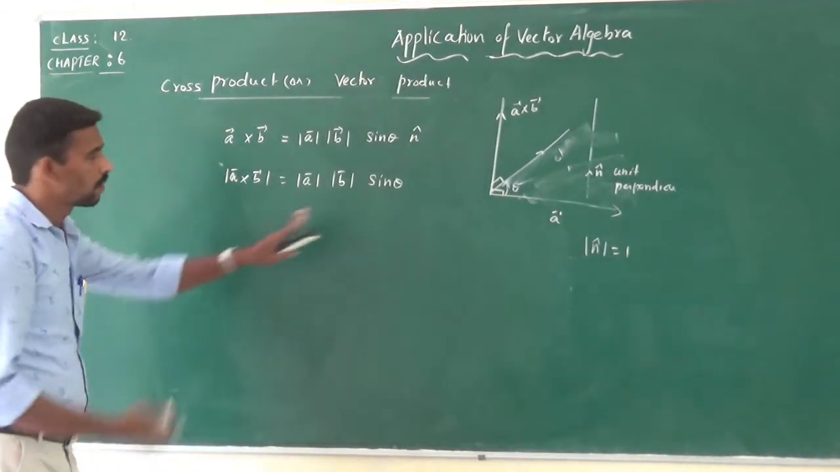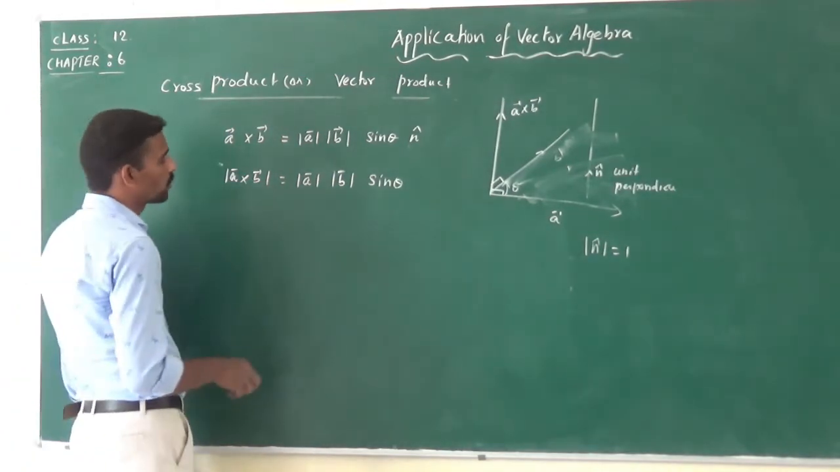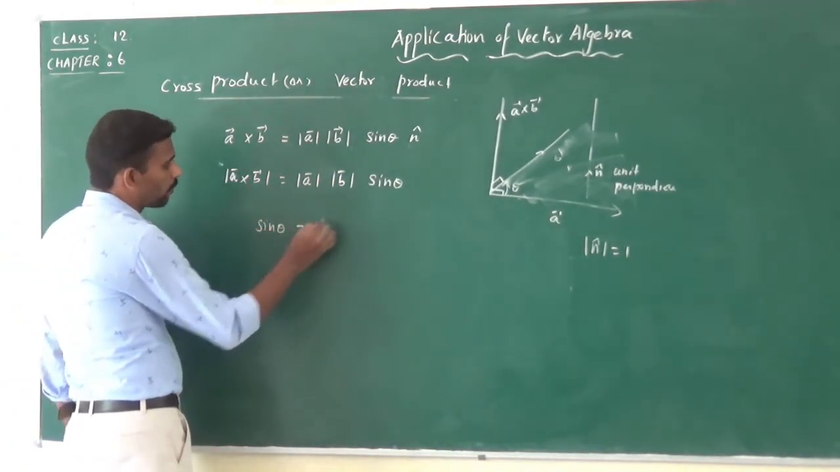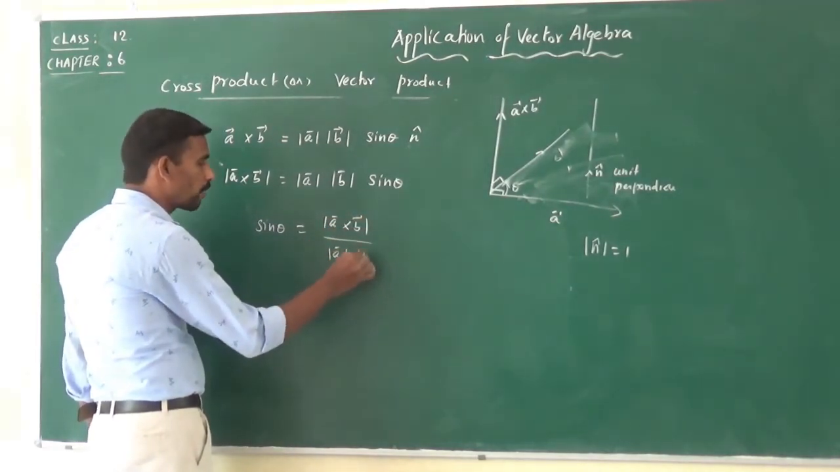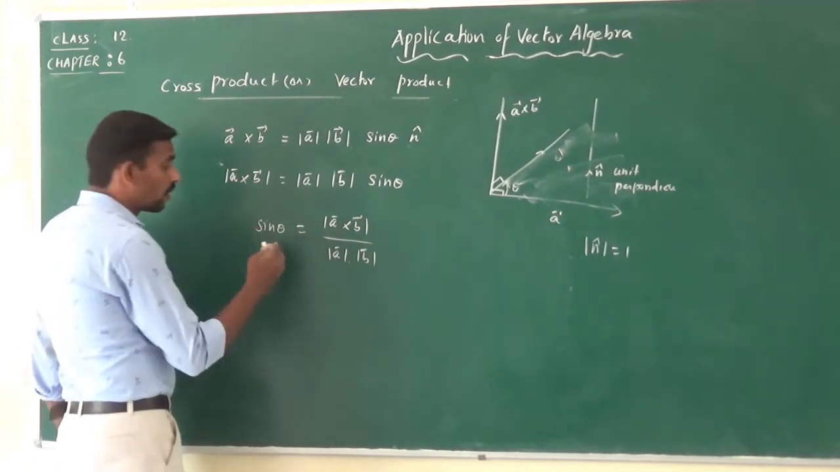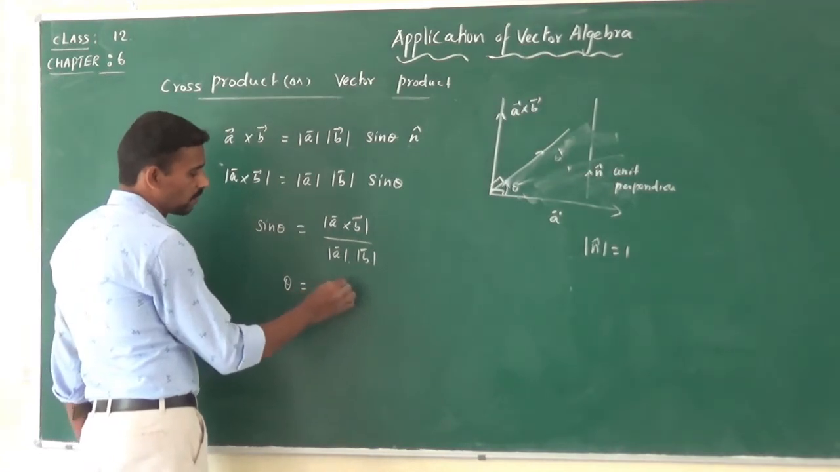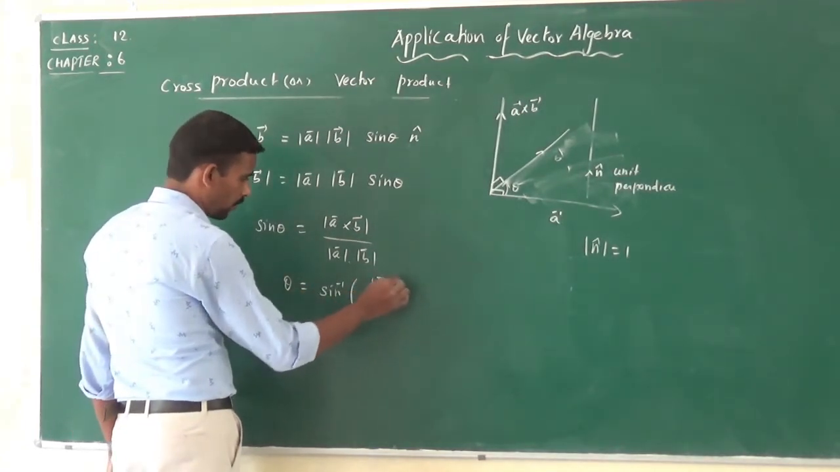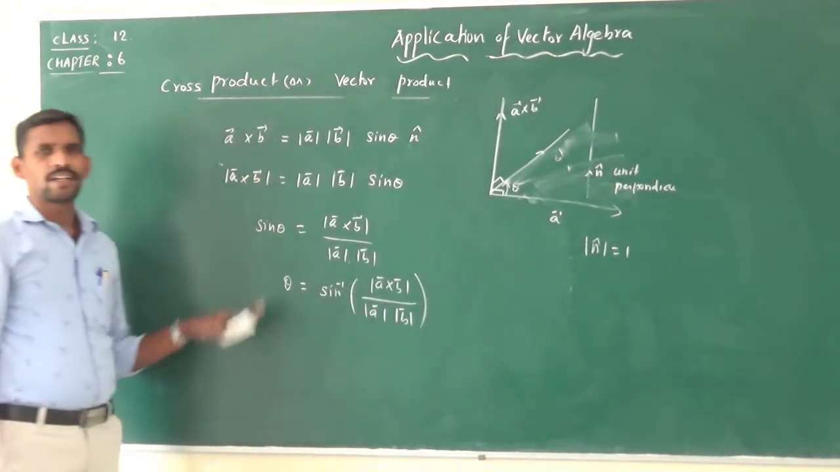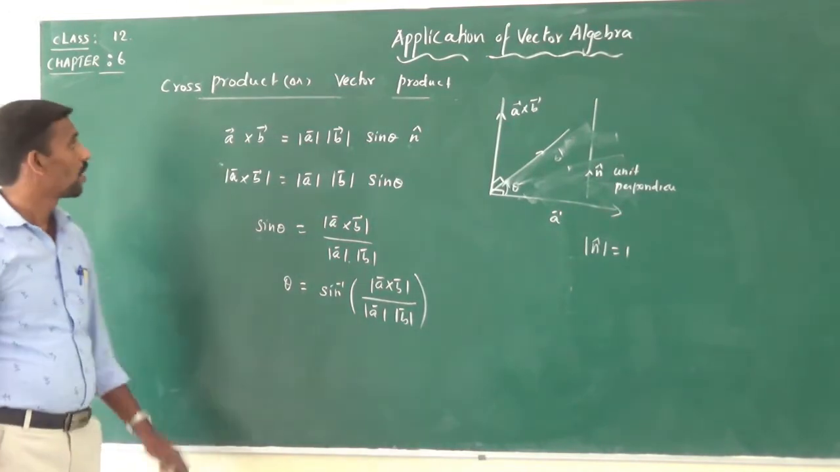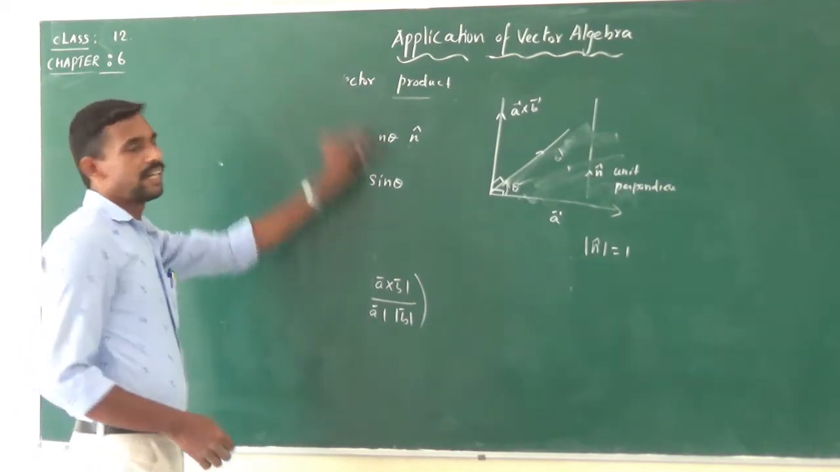In the same way we can find theta in the cross product format also. Sin theta is the magnitude of A vector cross B vector divided by magnitude of A vector into magnitude of B vector. When we find theta, sin goes to the other side: sin inverse of magnitude of A vector cross B vector divided by magnitude of A vector into magnitude of B vector. These are what we have studied in plus 1. Now we have to go directly to example sums, right?